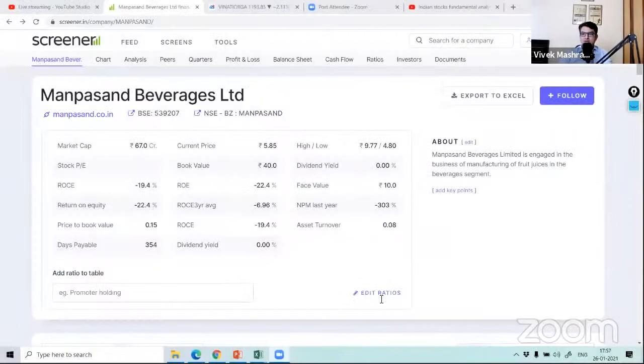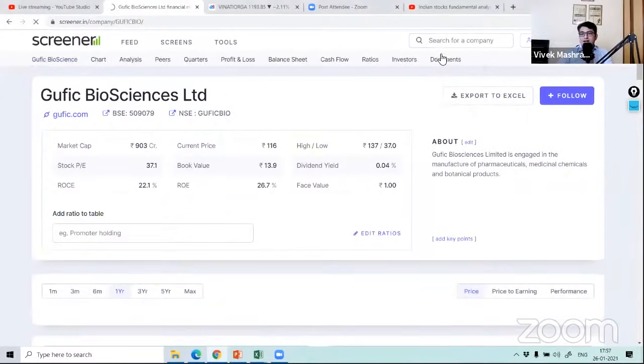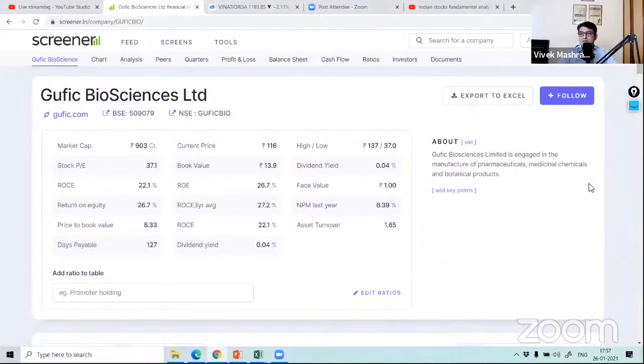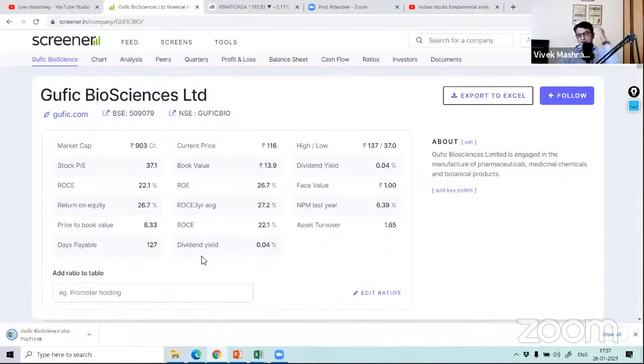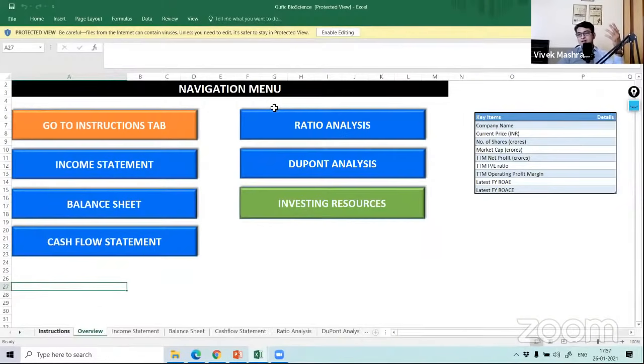So what next we want to do is Gufic Bio, right? So again, let's go to the screener template. Let's go to Gufic Bio. Again, I'm not tracking this company. It is a pharma company, but let's see how you can do it. I'm also doing it like an outsider. I don't know anything about the company. I've never analyzed this company in detail. So what I'll be doing is live in front of all of you: what should be the ideal thought process?